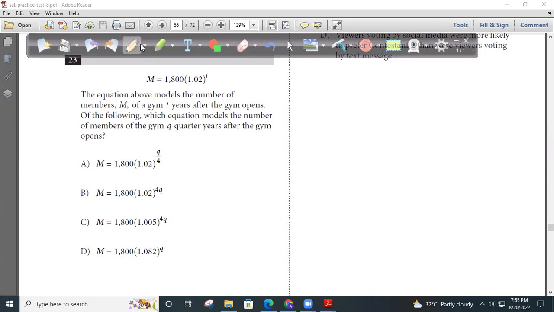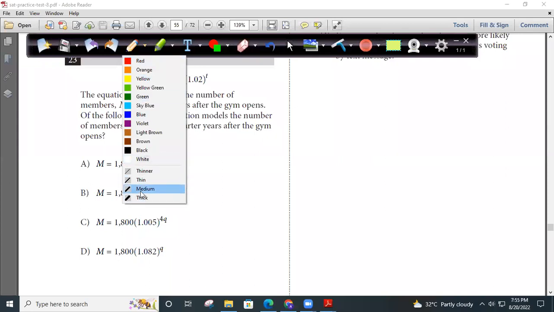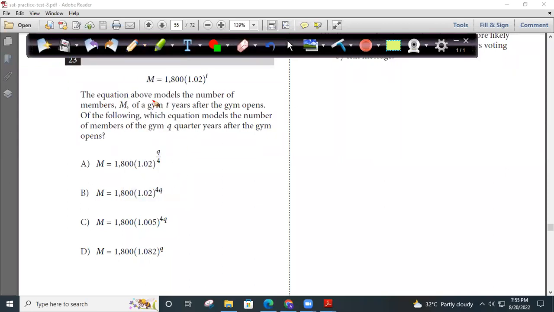What is the exact answer for this? If I'm the student, this is how I solve. The equation is about the number of members M of a gym T years after the gym opens. Which equation models the number of members of the gym Q quarters after the gym opens? When Q is equal to 4 quarters, it is the same as T is equal to 1.